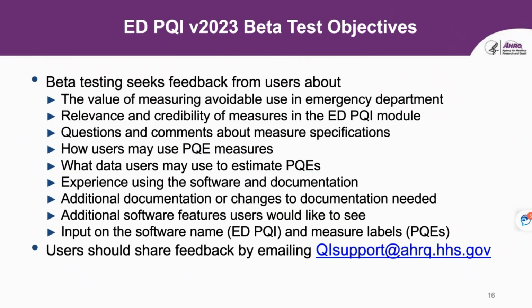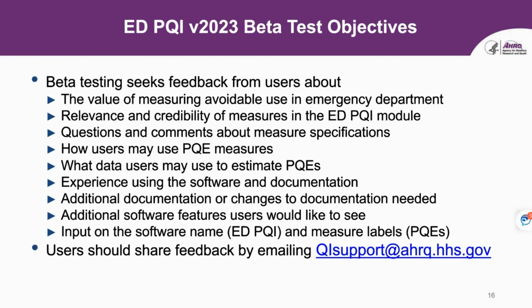To conclude, AHRQ is conducting a beta test of version 2023 ED PQIs and hopes that testers will provide AHRQ with feedback that will improve the measures and users' experience. Feedback subjects would include users' perception of the value or validity of measuring healthcare overuse in the emergency department in general, and of the measures in the module in particular. Potential refinements to the measure specifications or questions about how measures are specified. Potential uses for the PQIs envisioned by their users, including their sources of input data.